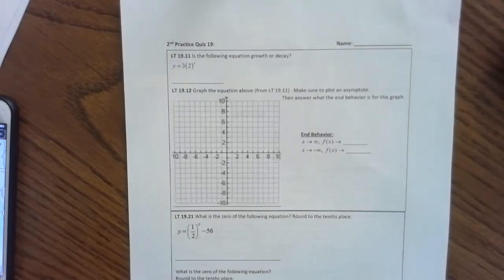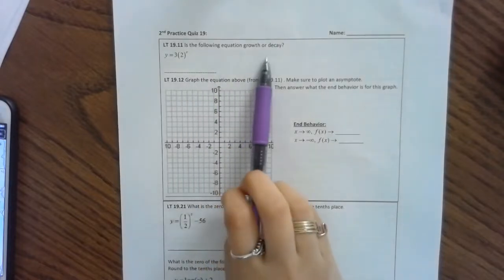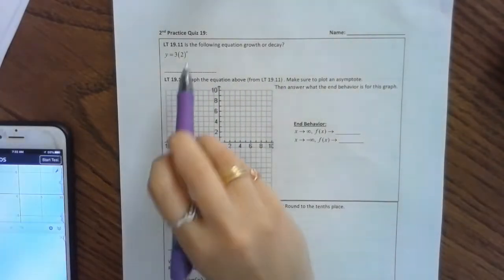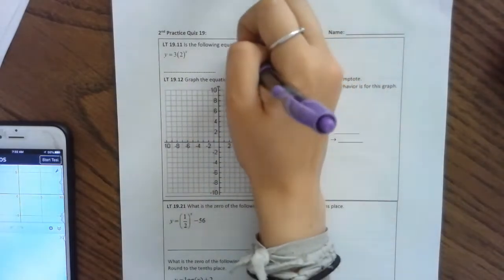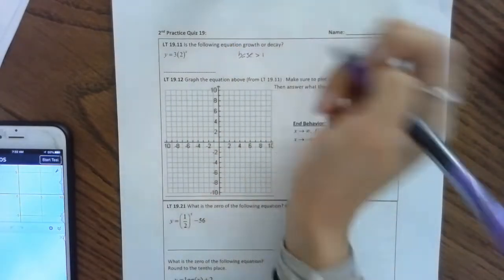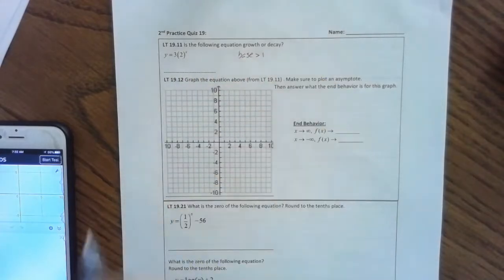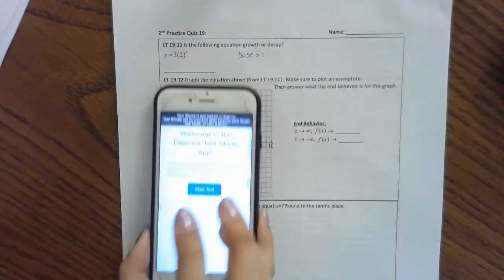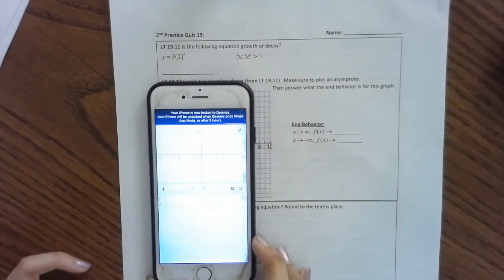So like I said, this is mostly going to be a calculator or Desmos quiz, but you can't just rely on that completely. It says, is the following equation growth or decay? You can look and see the base is greater than 1. The base is 2, so it's probably going to end up being growth, but we like to be safe on quizzes.